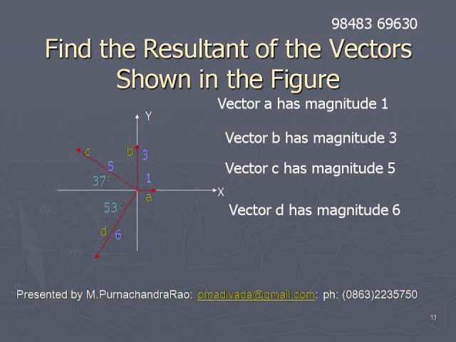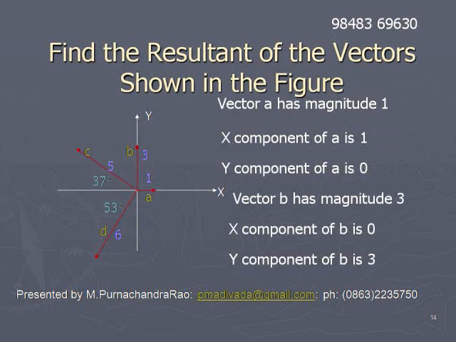A is along x-axis, B is along y-axis, and C is making an angle 37 degrees with the negative direction of x-axis. D is making an angle 53 degrees with the negative direction of x-axis. This is the given problem. Let us try to find the resultant of these four vectors.